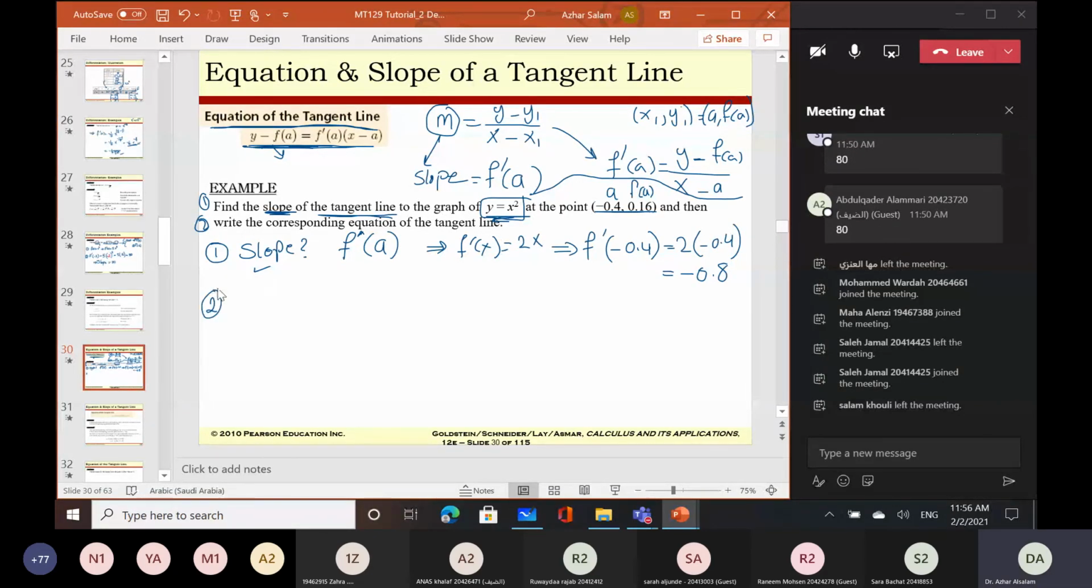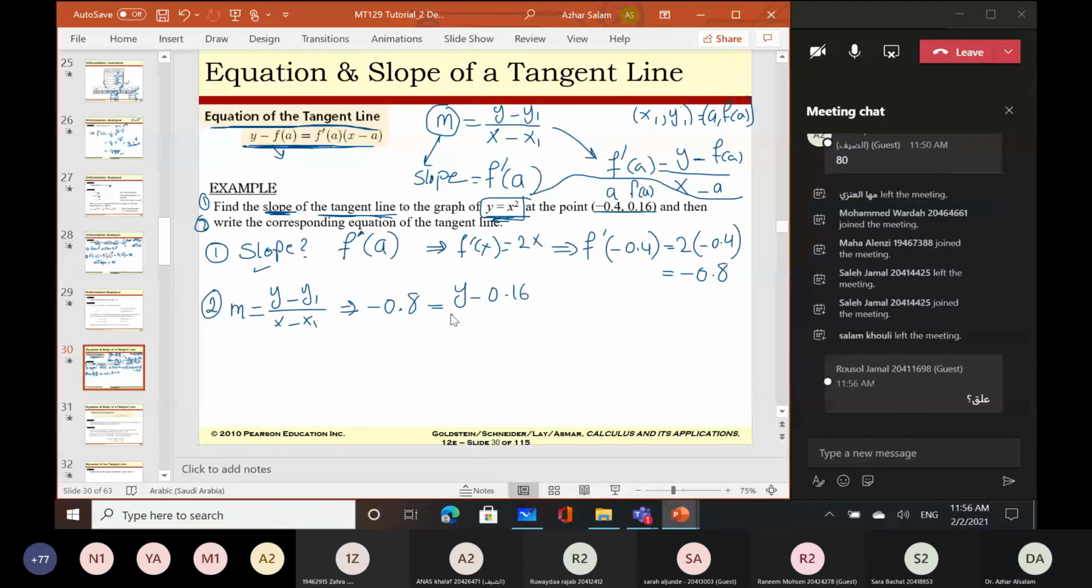Then I will find the equation of the tangent line. I said that the tangent or any line is m equals y minus y1 divided by x minus x1. I have the slope here, minus 0.8, equals y minus y1, which is given here by 0.16, divided by x minus x1, which is given by minus 0.4. I just make a calculation and simplify to find y equals mx plus b.